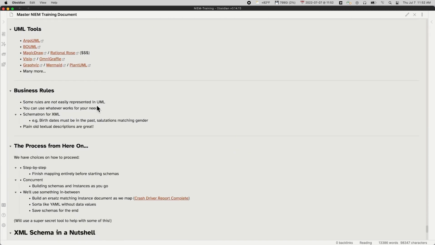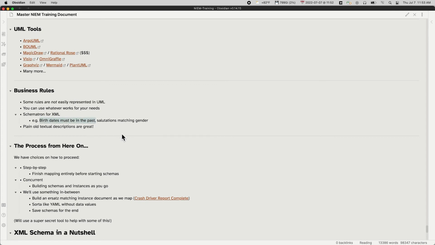Other business rules. So some rules are not easily represented in UML. The UML was showing us the different objects and what they were made up of. But what if you have other rules? Maybe you've got privacy rules. Maybe you've got security rules. Maybe you've got just rules like the birth date has to be in the past.